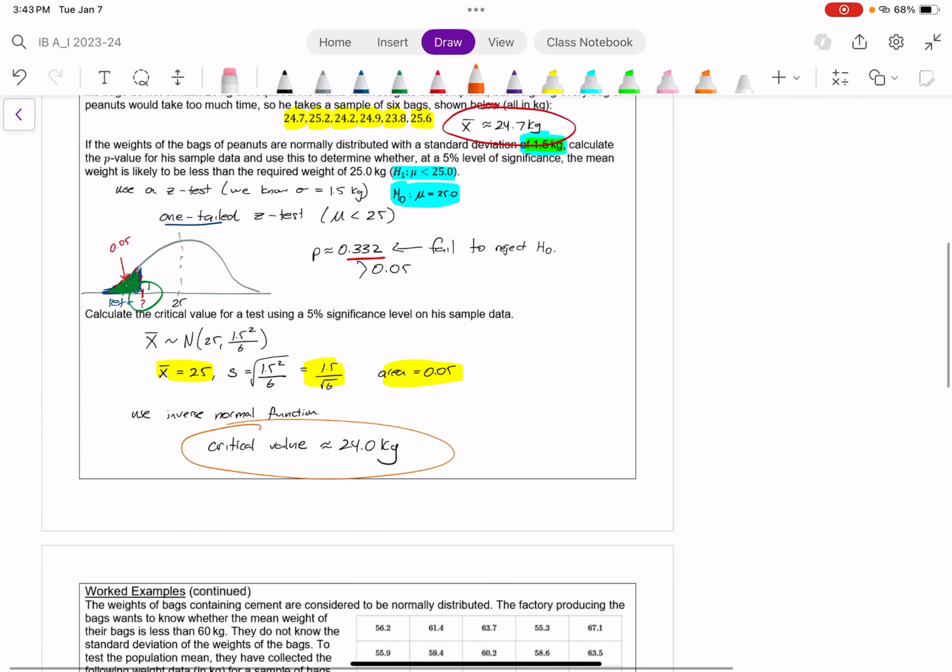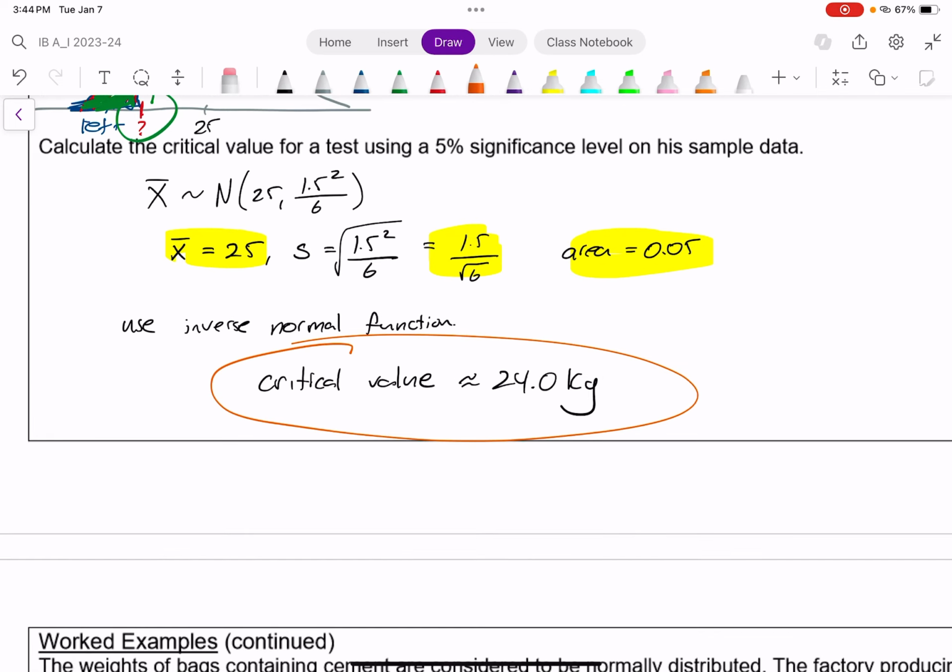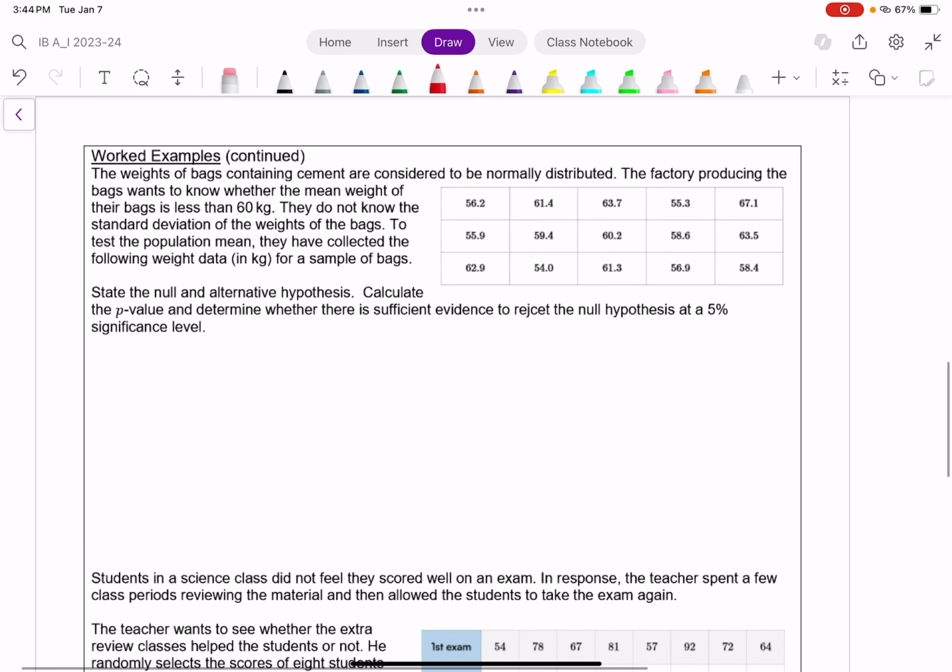which means if the mass of our sample was less than or equal to 24 kilograms, then we would actually reject H0 and accept the alternative hypothesis that the mean weight of the population is less than 25 kilograms. And that is what we call, again, the critical value. That was all by using our inverse normal function, but connecting it back with what we've learned about how the variance and standard deviation of a sample is not the same as the variance and standard deviation of the population.